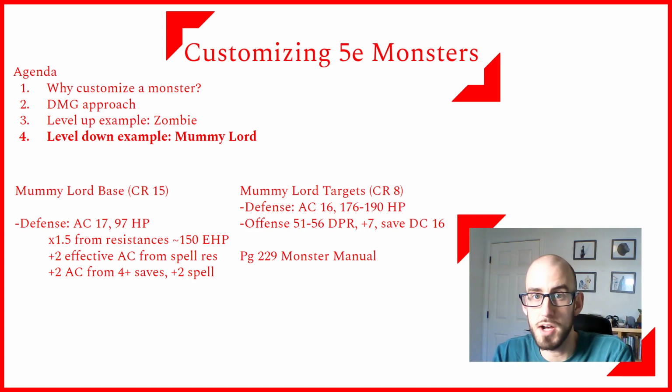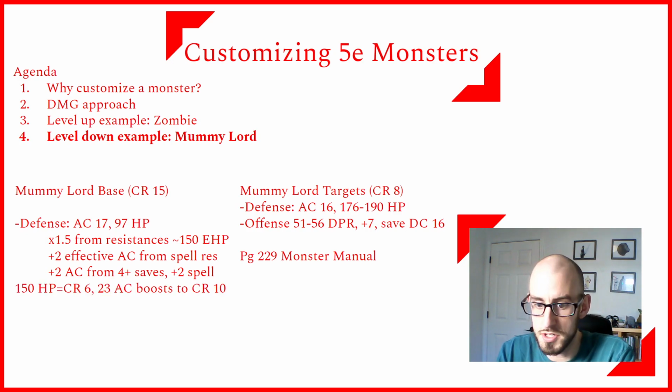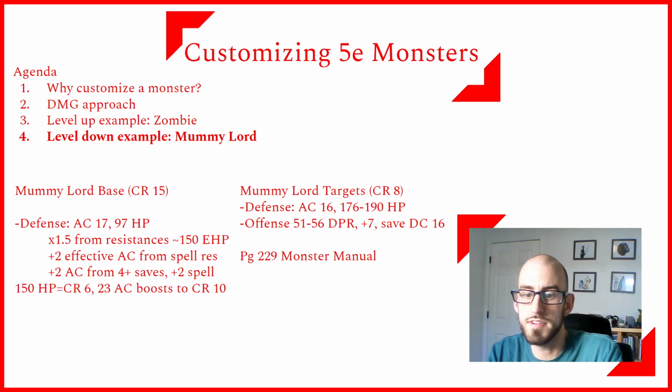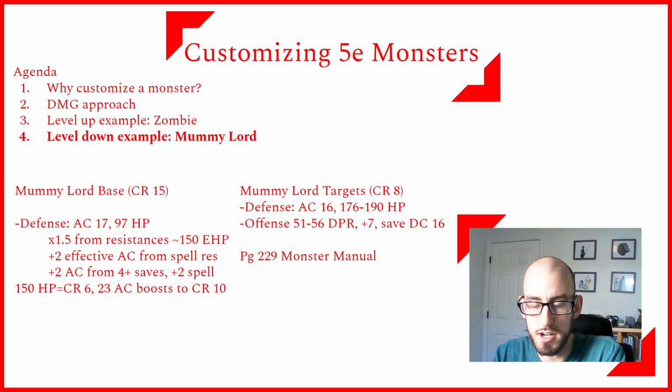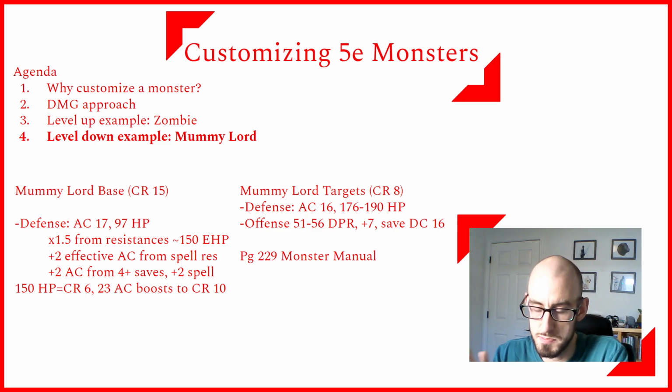And they also have a spell they can cast that gives them another +2 armor class. So 150 hit points is in the CR6 range. And with 23 AC, that's well above the target for CR15. That boosts them to a CR6 specifically. So that boosts them to a CR10 on the defensive standpoint.